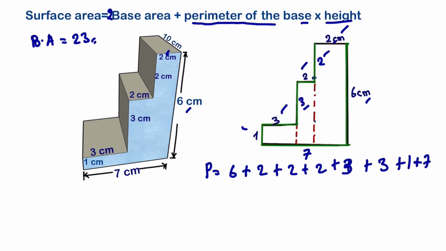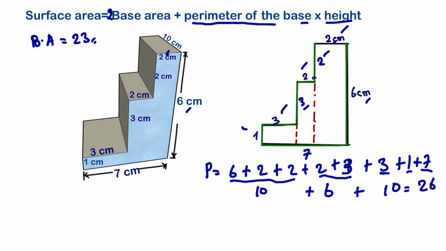So we have the perimeter. If we add this up, this will give us 10. And if we add this, this will give us 10 as well. We'll be left with 5 plus 1, which is 6. So if we add them up, we are going to have the perimeter is 26.